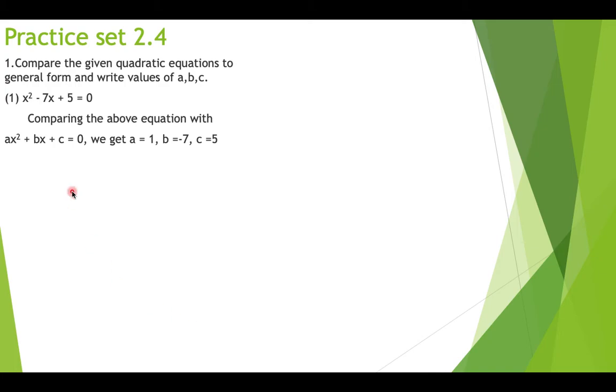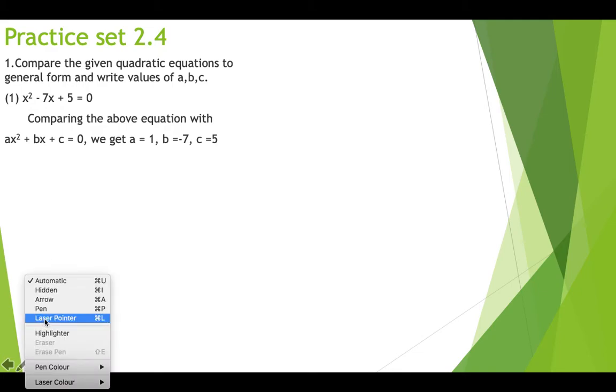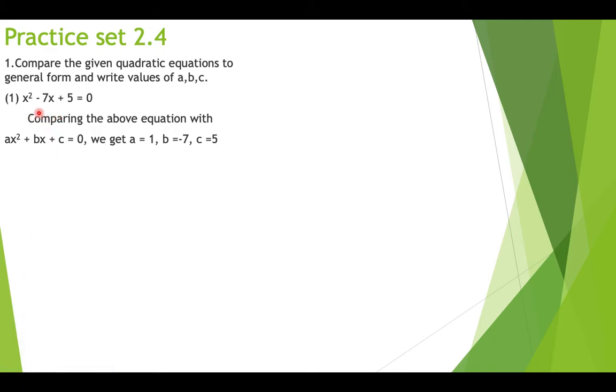Before that, let us see, this is a very simple question. Compare the given quadratic equations with the general form and write values of a, b and c. We have to compare the quadratic equation to the general form and write the values of a, b and c. Okay, so we have x square minus 7x plus 5 is equal to 0. We just have to find the values.